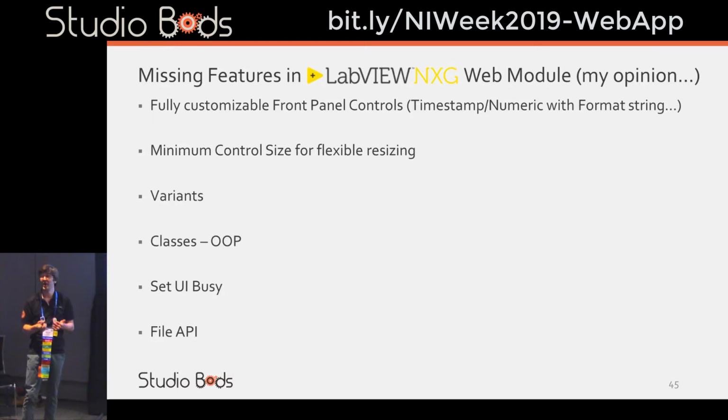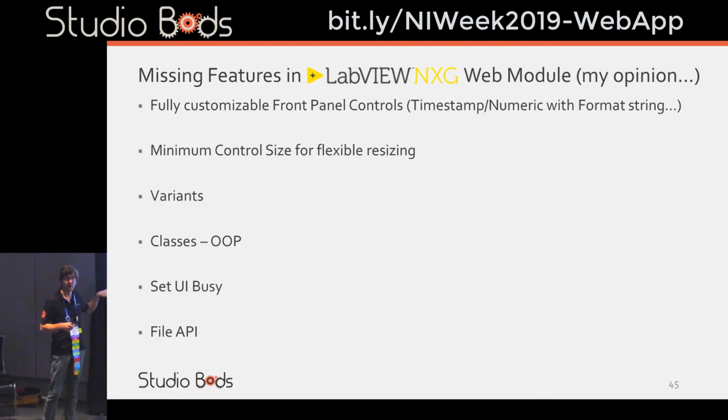Variants. If you are familiar with the QMH, you know that we like to pass the message attribute as variants. We don't have variants yet in the WebVIs. They are in NXG for desktop, but not for the WebVIs. They should be available in the next release as well.